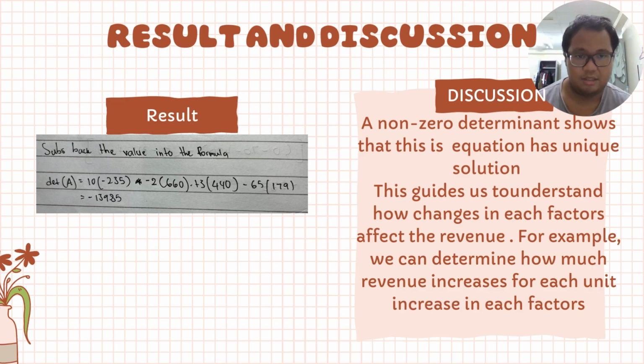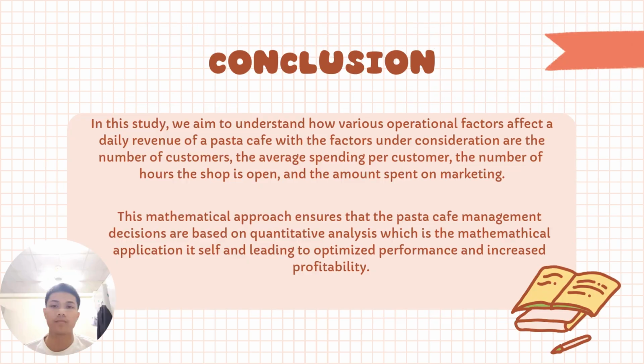So for discussion, a non-zero determinant shows that this system of equations has a unique solution, and this guides us to understand how changes in each factor affect the revenue. For example, we can determine how much revenue increases for each unit increase in each factor.